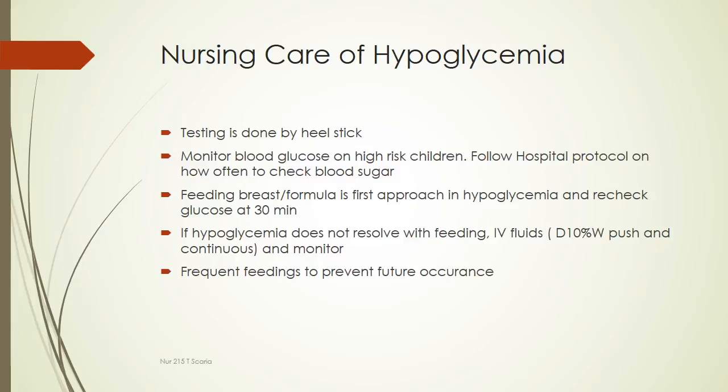And if hypoglycemia does not resolve with feeding, IV fluids like D10% with water, push, and continuous infusion of IV fluids with dextrose 10%. And we need to continuously monitor the blood glucose. The first few hours may be hourly, and if it is stable above 60, probably we may do every 3 hourly. The immediate management with the dextrose 10% push is usually done with 2 mL per kilogram. And frequent feedings to prevent future occurrence should be encouraged.